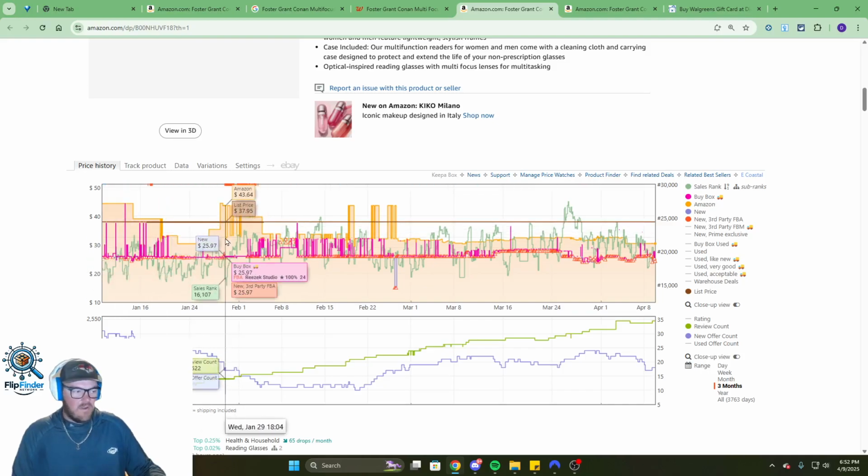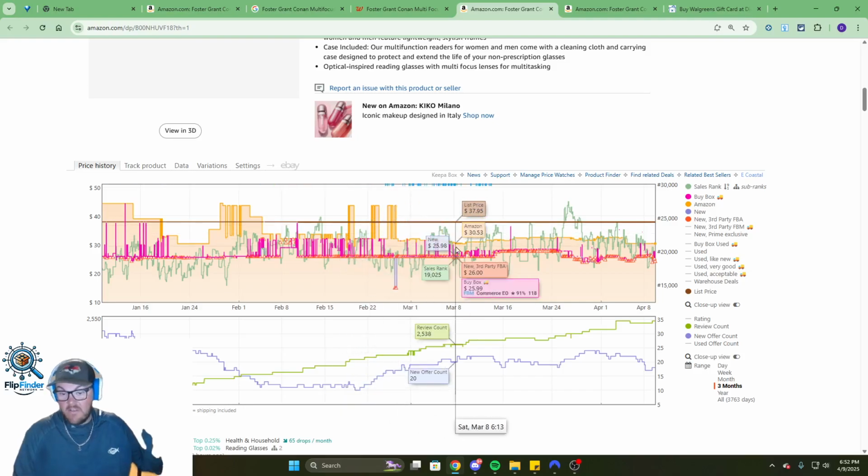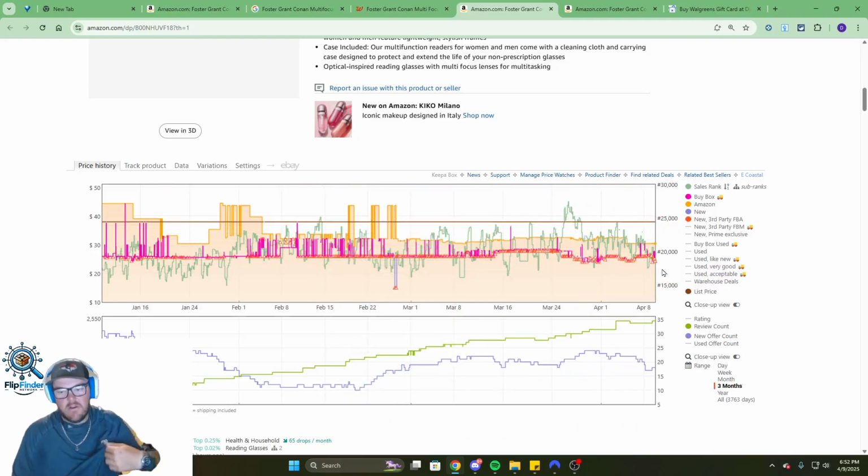You should not be afraid to sell against Amazon as long as they are sharing the buy box, which they are here. So you can see that pink buy box line is well below the Amazon price 100% of the time in the last 90 days.